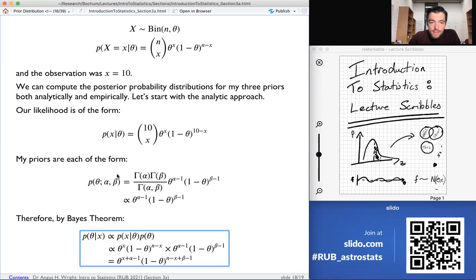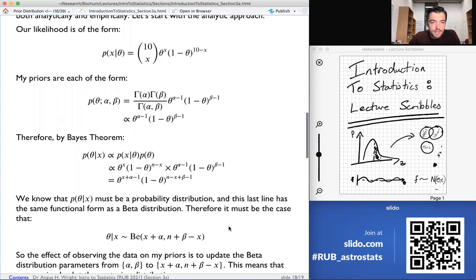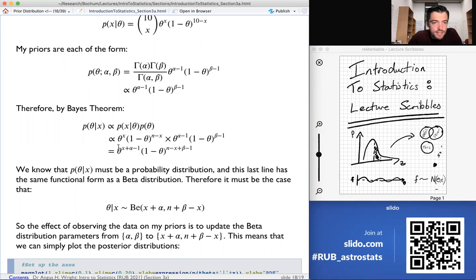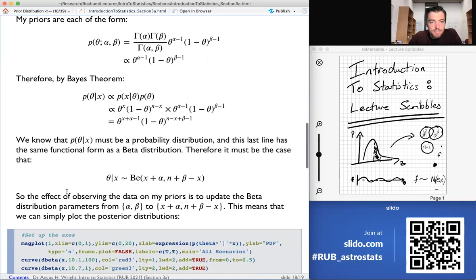So by using this beta function prior and the binomial likelihood, I've ended up with a posterior that is a beta function. And therefore, I can analytically define it. Okay, so this thing here is just a beta function of x plus alpha, n plus beta minus x. And because we know that this thing has to be a probability distribution, we know that it has to integrate to 1. And we know that the beta function is a probability distribution that has to integrate to 1.